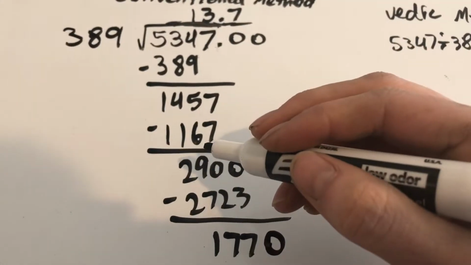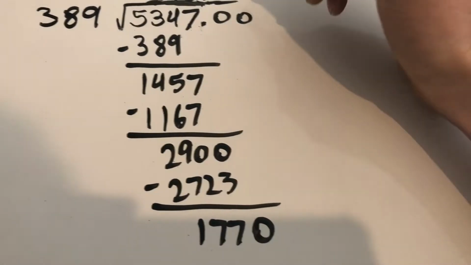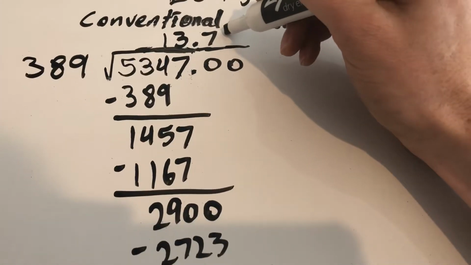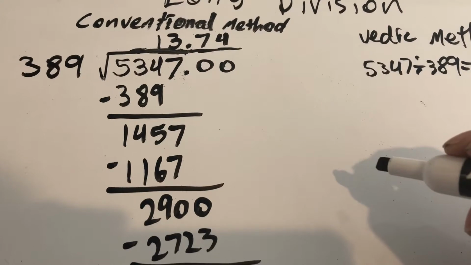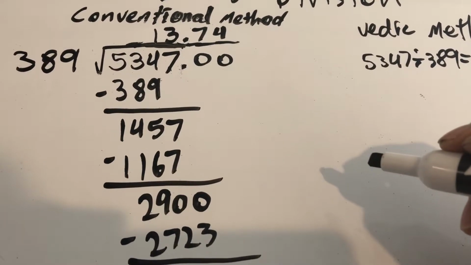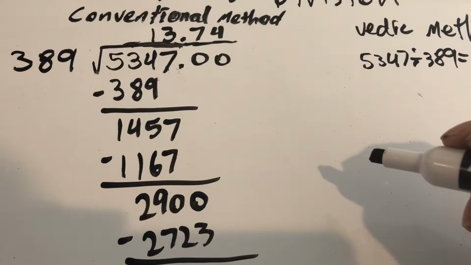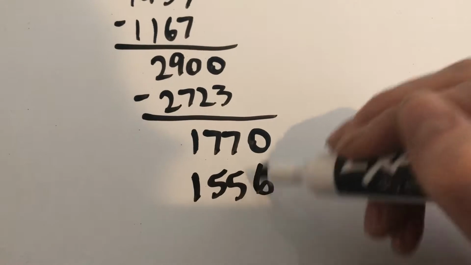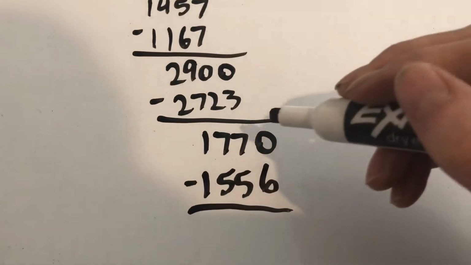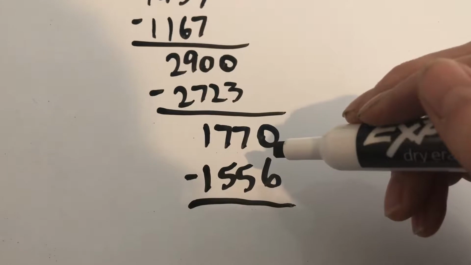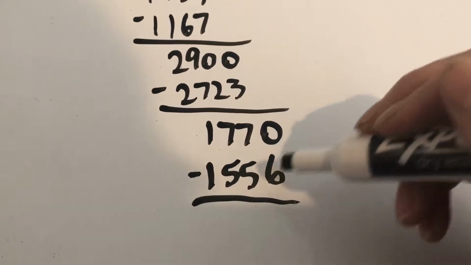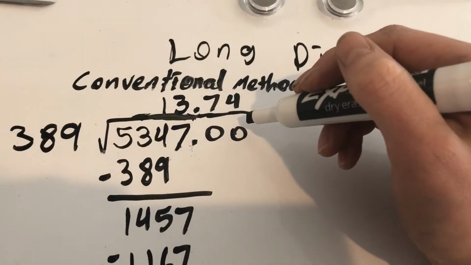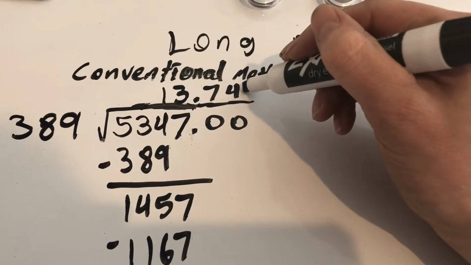Now 389 goes into 1,770. I'm going to take an estimate, let's say 4. I'll write 4 up here. So 389 times 4 equals 1,556. Then I subtract 1,770 minus 1,556, which equals 214. So the answer to this long division will be approximately 13.74.